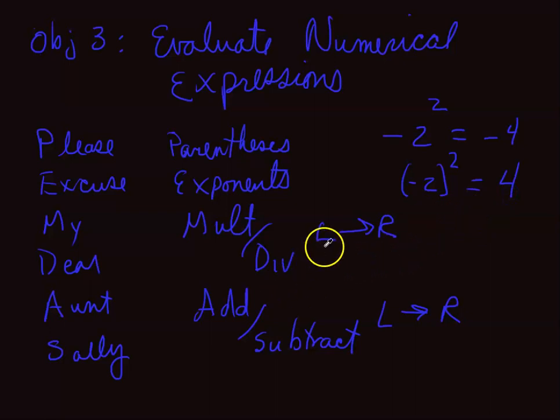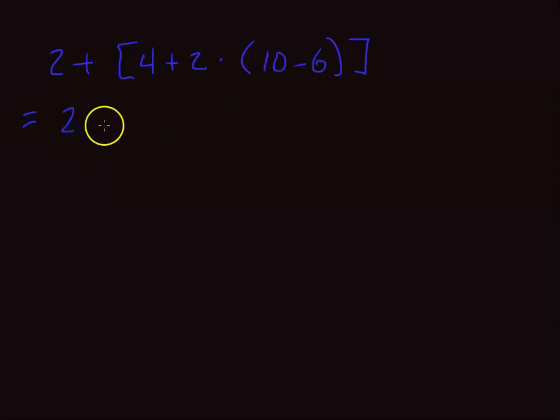We're going to work out a problem, and I think this may be all you need for this. Suppose you have 2 plus 4 plus these square brackets, or another grouping symbol, times the parentheses, 10 minus 6, close parentheses, close the square bracket, and suppose you wanted to do this step by step. So let's see, we do the innermost parentheses first, or grouping symbol. So 10 minus 6 is 4.